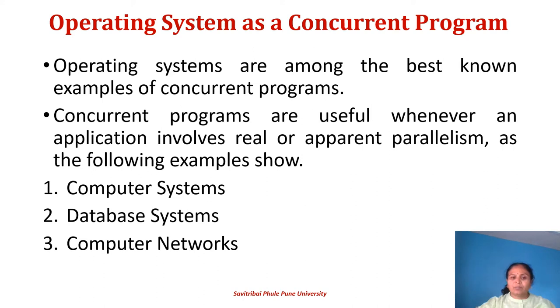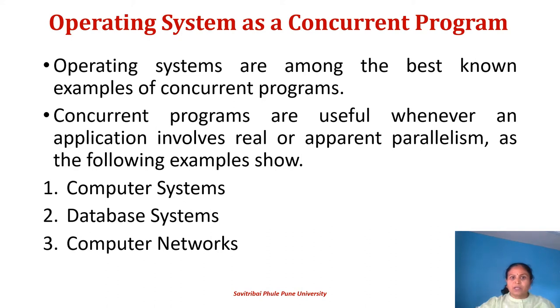So we have three examples here: computer systems, database systems, and computer networks. Computer systems: the availability of inexpensive microprocessors has made possible construction of computing systems that previously were not economically feasible. For example, such systems are being employed to control nuclear reactors, chemical plants, and aircraft. The programs for these applications frequently are concurrent programs.